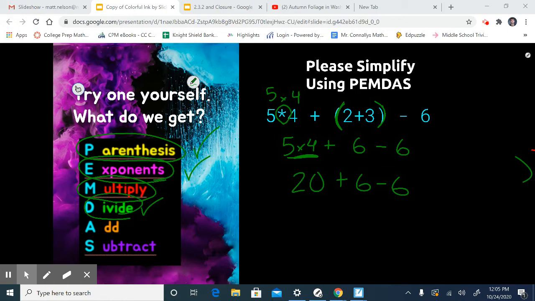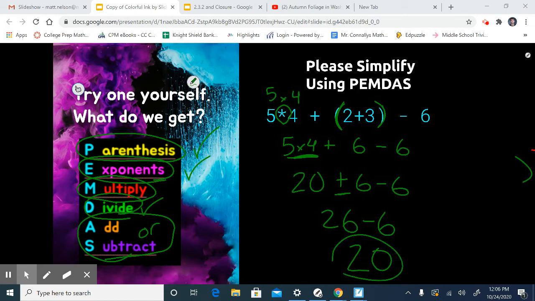Now I'm looking for addition or subtraction, whichever one comes first from left to right. So here I have addition that comes first. 20 plus 6 gives me 26 minus 6. My final step of subtraction gives me 20. All right, so this big expression up here is the same thing as 20. Just had to go through our steps.